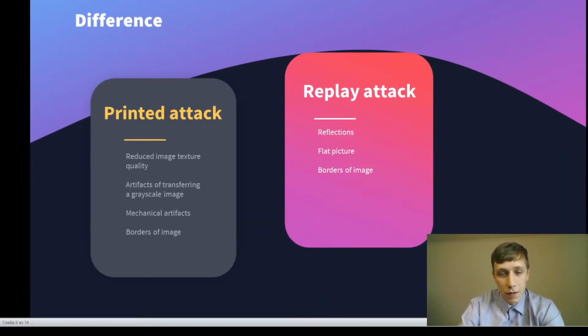And the differences between attacks. Printed attack: reduced image texture quality when printing, artifacts of transferring a grayscale image when printing on a printer, mechanical printing artifacts, for example horizontal lines, absence of local movements, for example blinking, and the border of the image may be visible. And replay attack: reflection, glare, flat picture, no depth, and the border of the image may be visible also.